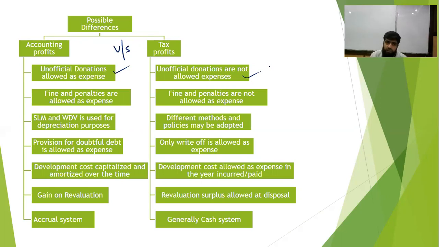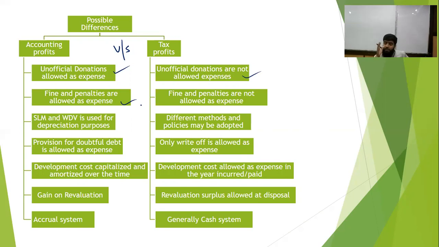Another difference that might arise between accounting and the tax laws, number two, is that fines and penalties are allowed as an expense in accounting. We do record fines and penalties in our P&L. For example, the company paid an amount of fines or penalties for the year, $30,000. The company would definitely recognize a penalty expense, debit, and penalty payable or bank, credit. But in tax laws, fines and penalties are not considered to be an expense, because it's not a very good thing that you have done.